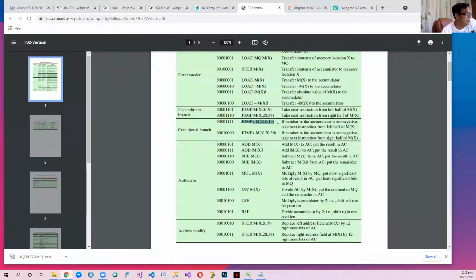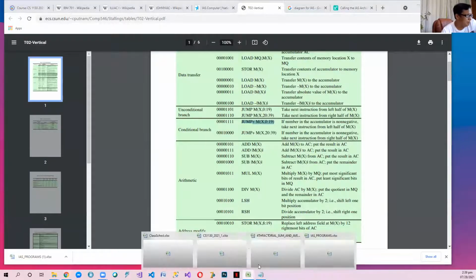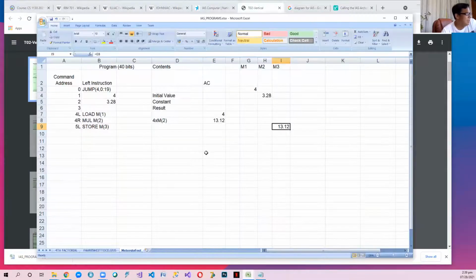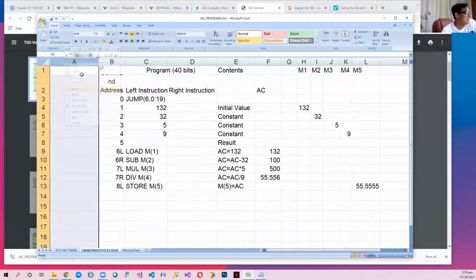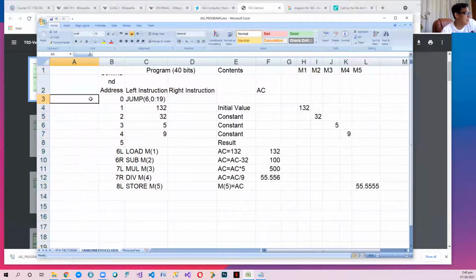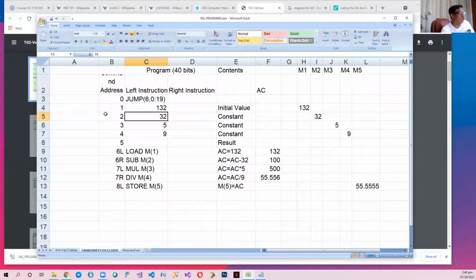But before we do that, let us introduce the IAS program from Fahrenheit to Celsius. This is quick and easy. So this is it. We jump 60 to 19. Jump to the left. We are converting 132 from Fahrenheit to Celsius.